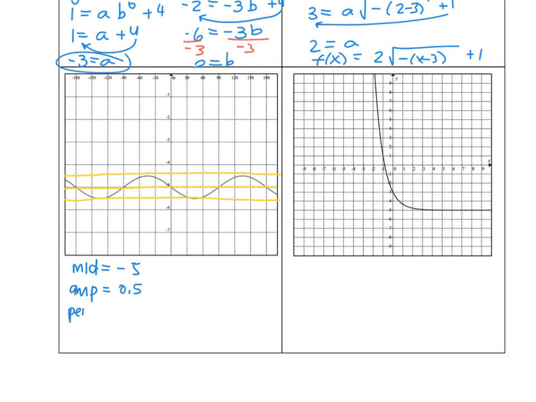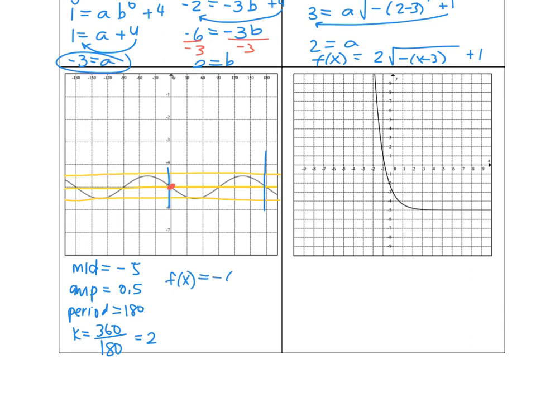For my period, I'm just going to look at from here to here for a full cycle, so from midline to midline, and that's 180 degrees. So your k value, if you do 360 divided by 180, is 2. Now you have flexibility of what you choose as your key point. So if I choose this as my key point, it is a sine function because it's starting at the midline, but it's going down, which means I have a negative sine function because it must have been reflected.